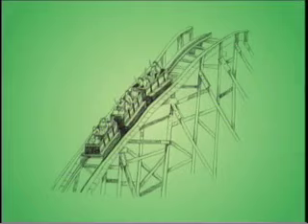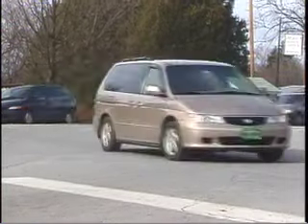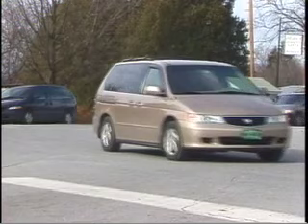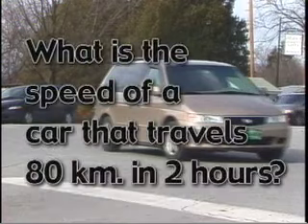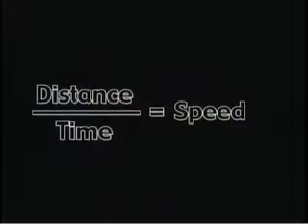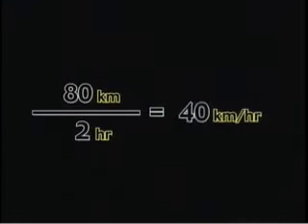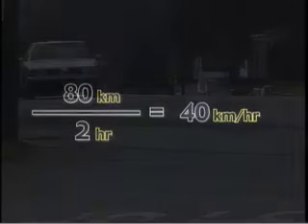You compute. If a car travels 80 kilometers in 2 hours, what is its speed? The answer is computed by dividing 80 kilometers by 2 hours to get an answer of 40 kilometers per hour.